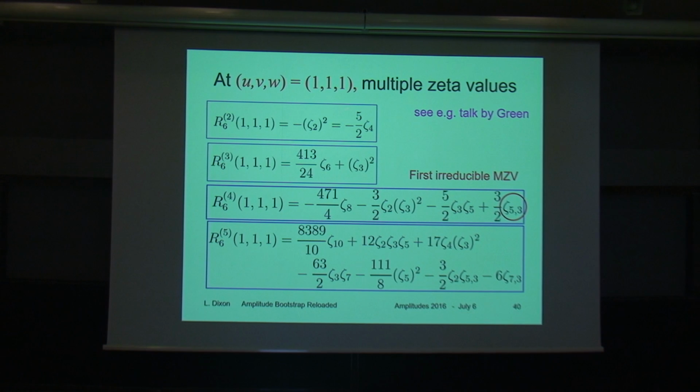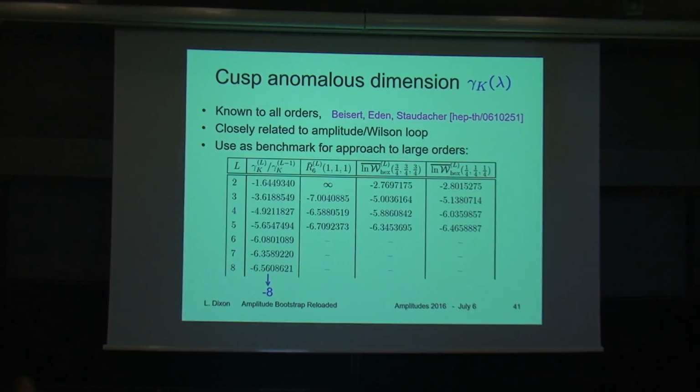I said that everything becomes multiple zeta values at 1, 1, 1, and Mike Green defined for you the multiple zeta values, so I don't have to define them. I can just show you that at this point they pop up in our answers. Zeta 5,3 pops up at weight 8, and zeta 7,3 pops up at weight 10. Now let's look at some numbers.